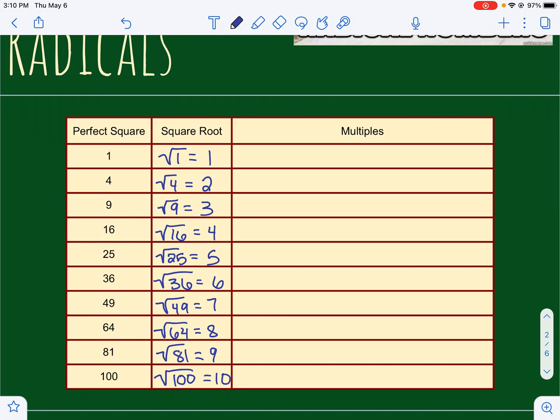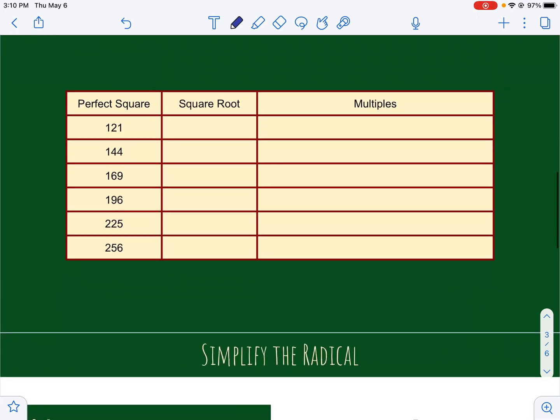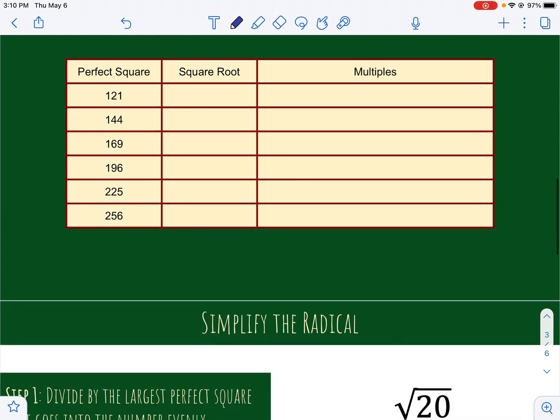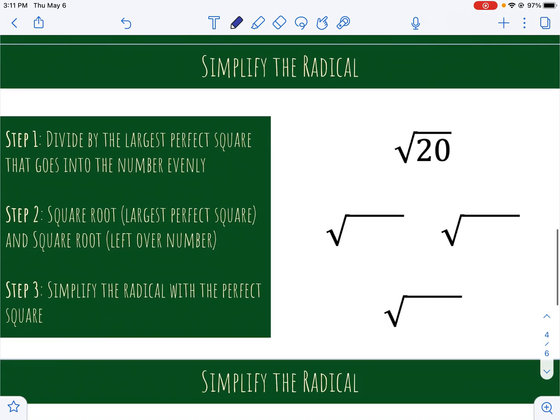It's going to be helpful if you have the notes from yesterday when we go through this process. We just have some more, but I'm going to go ahead and skip those. Again, if you have your chart, you already filled this stuff out. So here we go. It says, simplifying the radical. Divide the largest perfect square that goes into the number evenly.